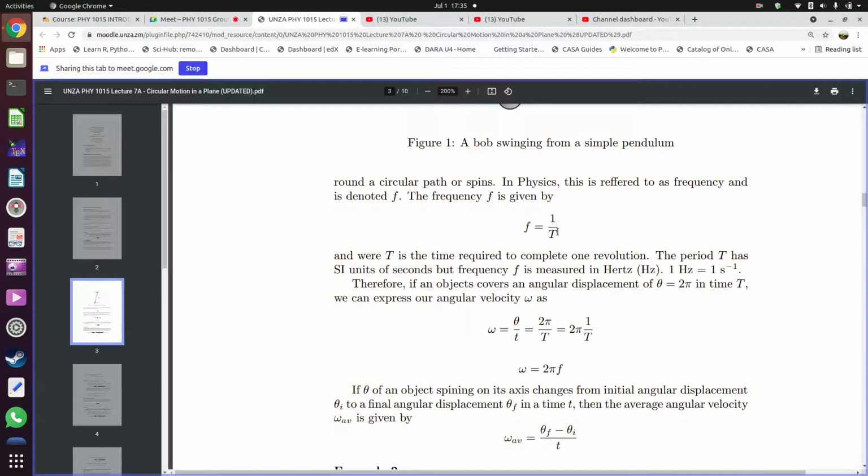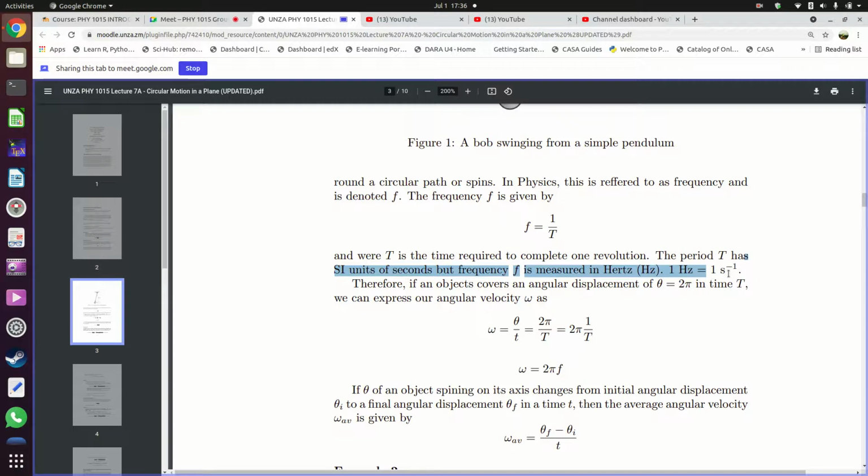From this relationship, you can see that if it takes you a lot more time to move in a circle, then your frequency reduces. But if you move in a circle faster, then your frequency increases. Okay, so basically frequency measures how many times you move in a circle per second, and it's related to the period. The unit of frequency, F, is hertz, and by definition a hertz is moving once in a circle per second.